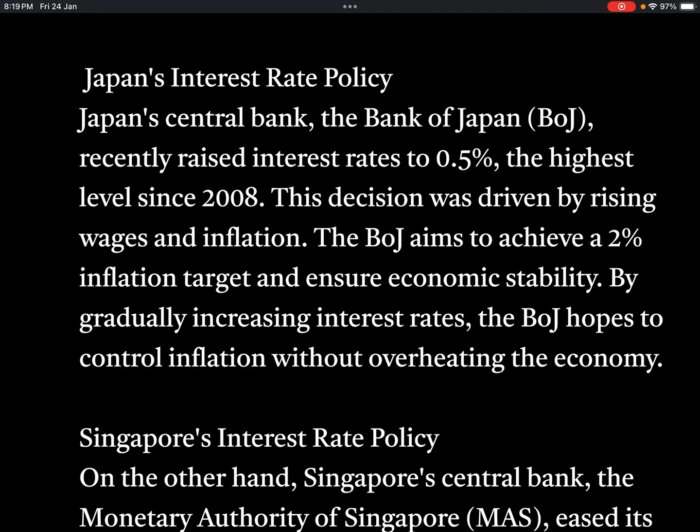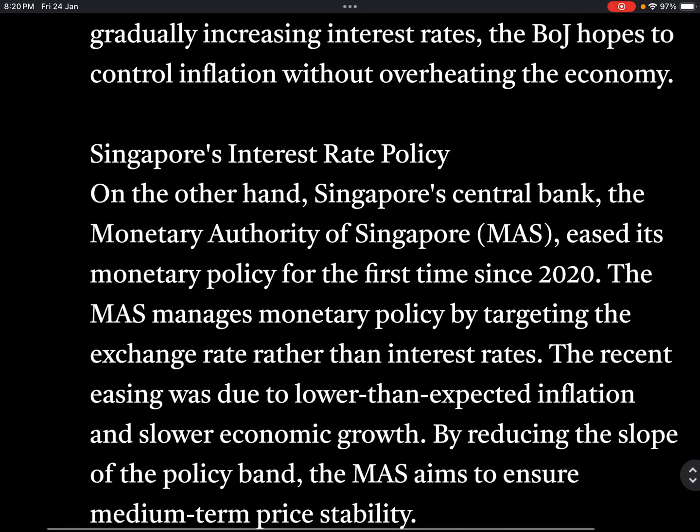The BOJ aims to achieve a 2% inflation target and ensure economic stability. By gradually increasing interest rates, the BOJ hopes to control inflation without overheating the economy. Now, if you consider our India, RBI has been entrusted with keeping the inflation rate at 4% plus or minus 2% in a band. So there, Japan is aiming for only 2% inflation. So there are a lot of things that need to be done on the Indian side to make sure that India has better economic outputs. Now, Singapore's interest rate policy.